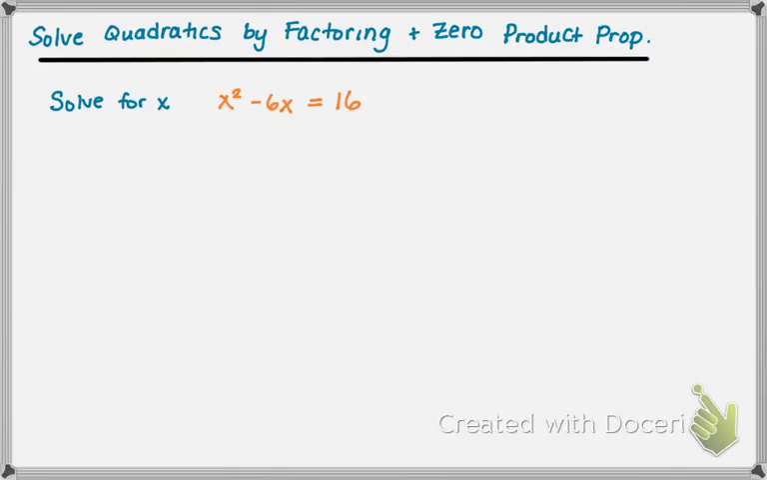So to solve a quadratic by factoring and using the zero product property, the first thing we want to do is set the equation equal to 0. So we're going to move everything to one side of the equation. I'm going to move that 16 over to the left. So step 1, we're going to need to set the equation equal to 0.